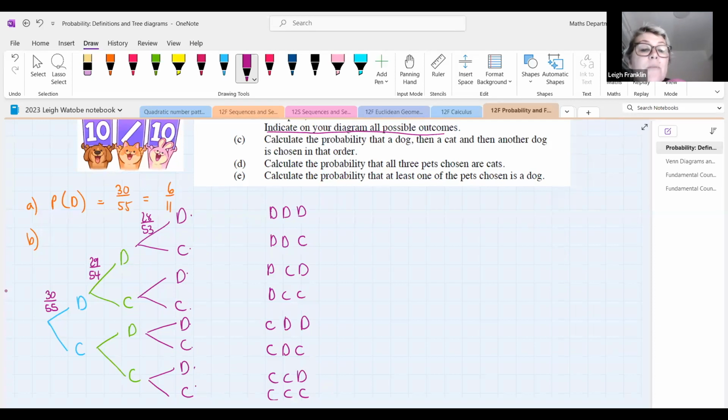So to calculate the probability of choosing a dog followed by another dog followed by another dog, we would multiply the probabilities together as we go along the branches. So it would be 30 in 55 times 29 in 54 times 28 in 53 chance, for example. Okay, so I'm just working this out. You guys can do the same.